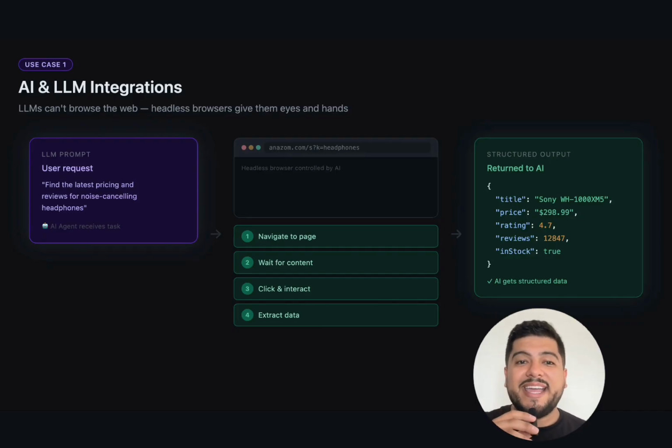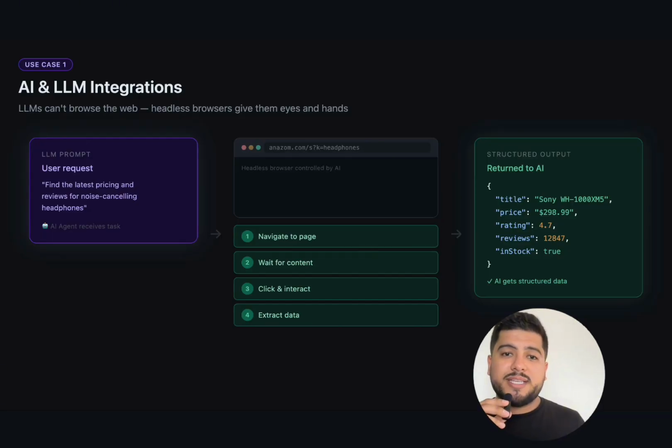This enables AI agents that can research, monitor, and interact with complex websites in real time. And instead of building all that logic yourself, tools like Browserless Smart Scraper with MCP let AI pull structured data from any site with a single call. Basically, headless browsers give AI eyes and hands on the web.